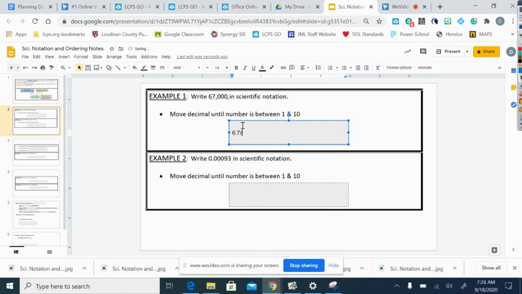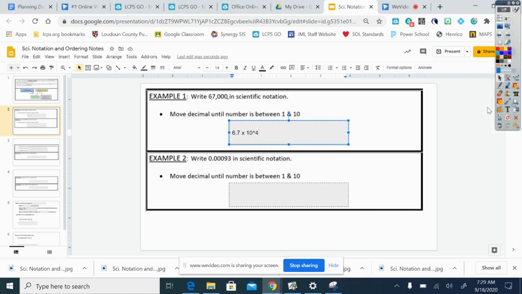Now I need to multiply it by a power of 10. So I'm going to say times 10. I'm going to use this little caret key, this feature right here above the 6. You press Shift 6 to type it in. Next, to figure out what the power is, look at how many times you have moved your decimal. 1, 2, 3, 4 times. So this will be to the power of 4. So 6.7 times 10 to the power of 4.